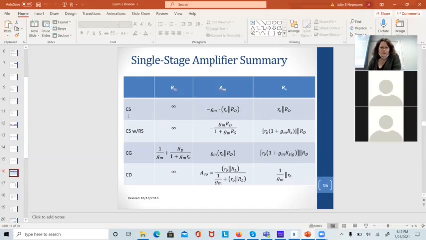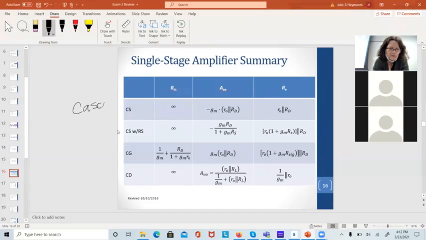In general, for the common source with source resistance, the cascode, and the diff amp, these look generally true. The only difference with these is it's a positive. The gain is positive. It's still gm ro. The input resistance is infinite, and the output resistance is ro in parallel with RD.